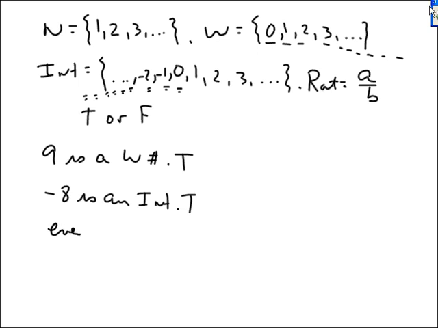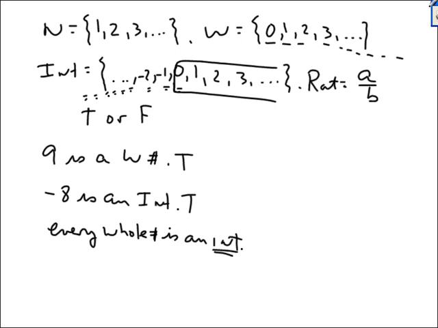How about every whole number is an integer? Well, I go to the whole numbers and I go to the integers and I see the whole numbers right in there. Every whole number is an integer. 0 is an integer, 1 is an integer, 2 is an integer. Every whole number is in the list of integers.